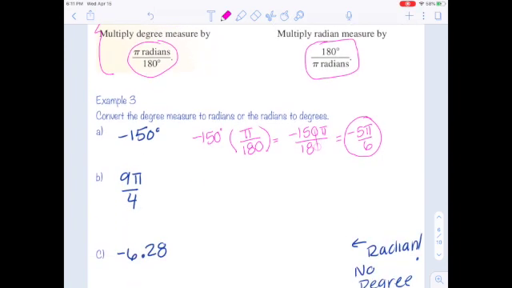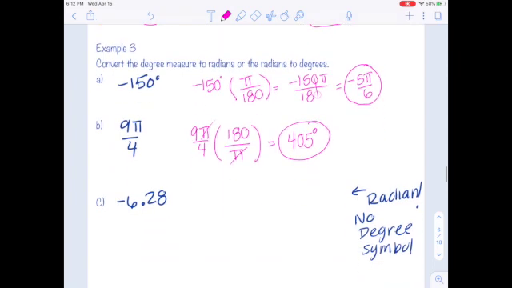And right now, 9 pi over 4 is in radians, so we want to switch our radians of 9 pi over 4 back to degrees. So we're going to multiply by 180 divided by pi. And you'll see your pi's will cancel. And simplify that. Use your calculator, it's fine, 405 degrees.